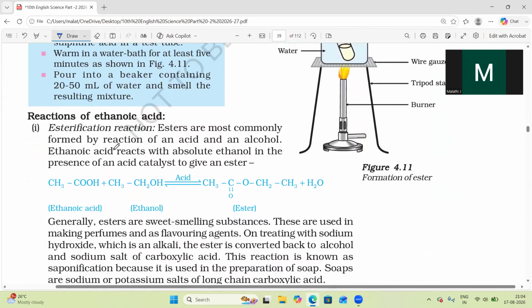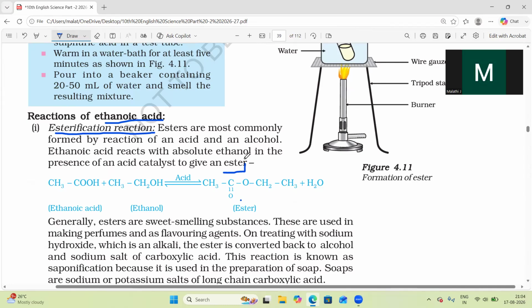One reaction of ethanoic acid we will see, the main reaction, is the esterification reaction. So what is an esterification reaction? It means the formation of an ester.